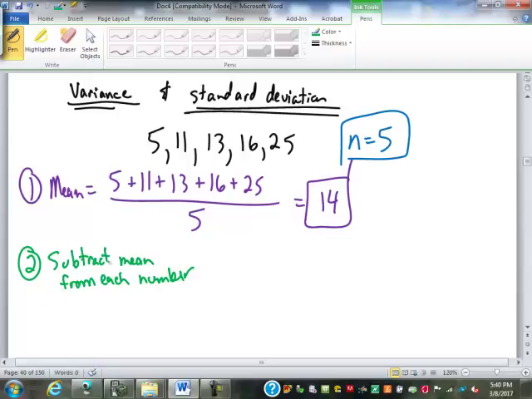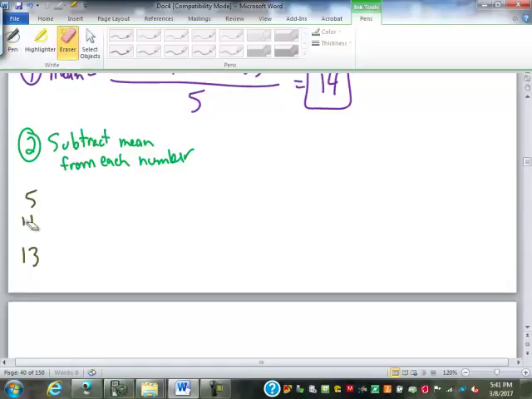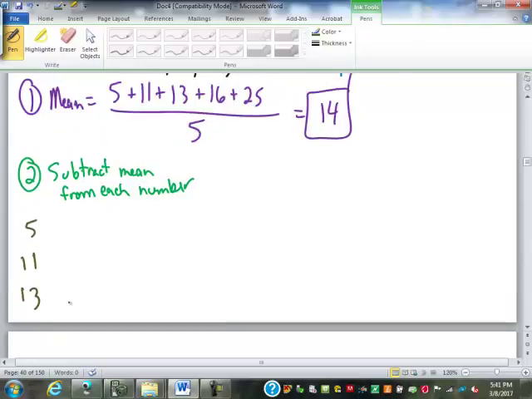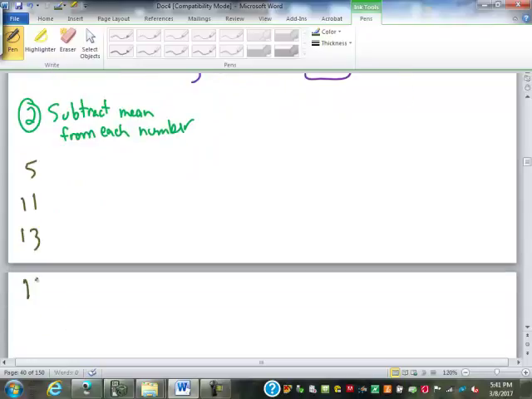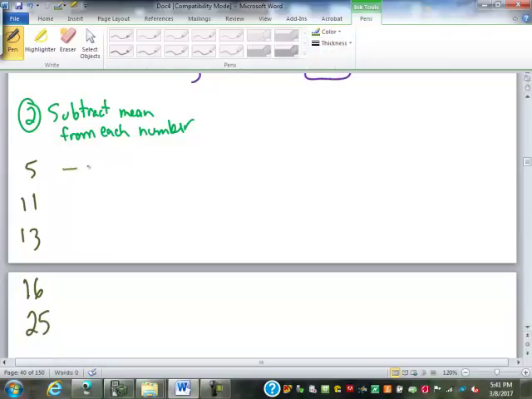So we're going to subtract the mean from each number. So our numbers are 5, 11, 13, 16, and 25. I'm going to erase and give myself a little more room here. We are going to subtract the mean from each of those. So we will subtract 14. 5 minus 14 is a negative 9.